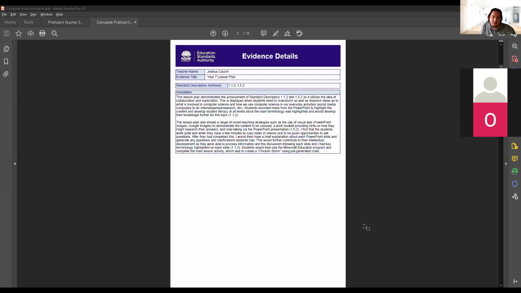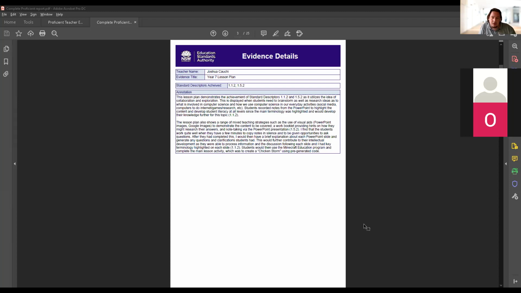The lesson plan also showed the range of mixed teaching strategies, such as use of visual aids, PowerPoint images, Google Images, to demonstrate the content to be covered. A work booklet was provided, providing hints on how they might research their answers, and note-taking via the PowerPoint presentation, standard 1.5.2. That's the link. I find that the students work quite well when they have a few minutes to copy notes in silence and to be given opportunities to ask questions. After they've completed this, I would then have a brief explanation about the PowerPoint slide and generate any questions and clarifications students have. This would further contribute to their intellectual development as they were able to process information, and the discussion following each slide, and I had key terminology highlighted on each slide, linked to the standard 1.1.2.